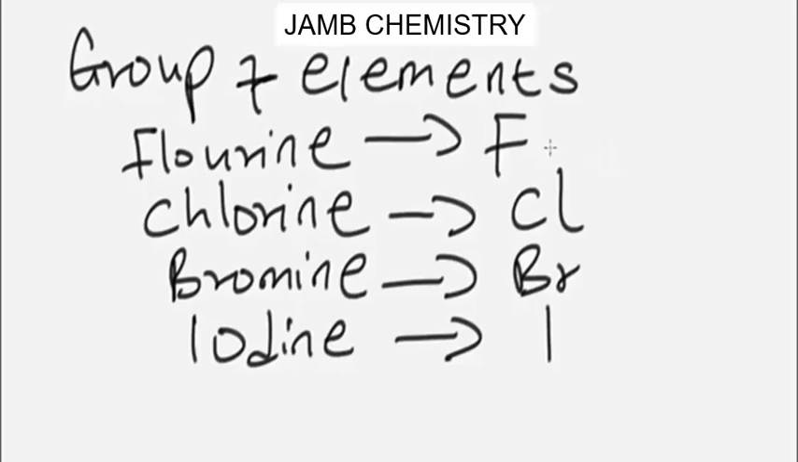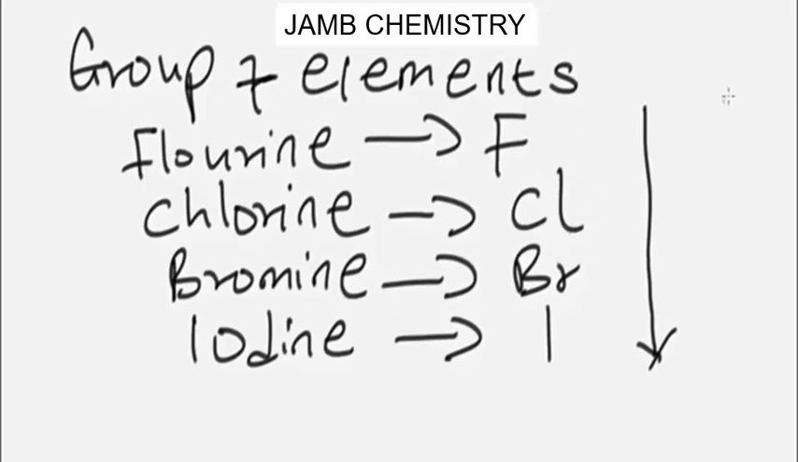Now note that fluorine is the most reactive non-metal in the periodic table. The reactivity of group 7 elements decreases down the group. Whereas for metals, reactivity increases down the group, for non-metals it decreases down the group. In case you're asked in your MCQ chemistry what's the most reactive non-metal, the answer is fluorine.